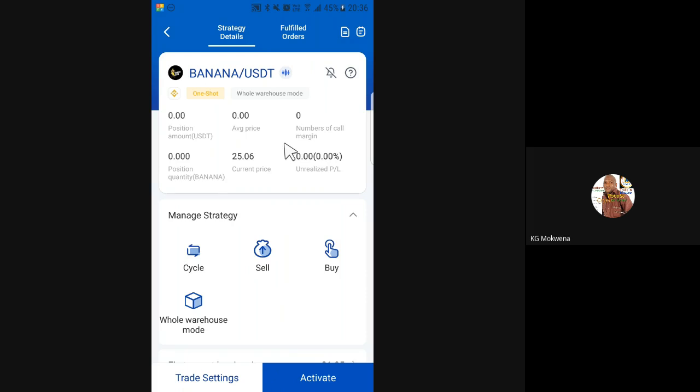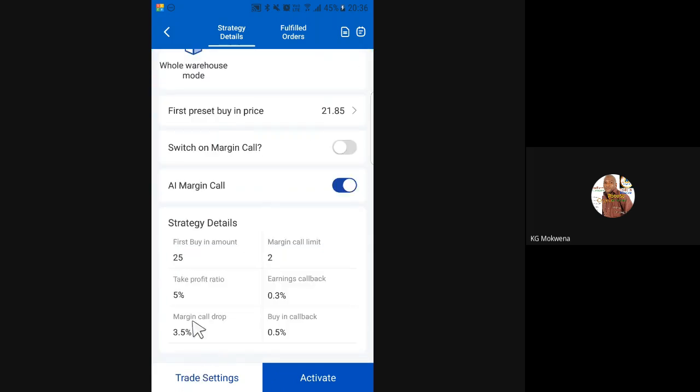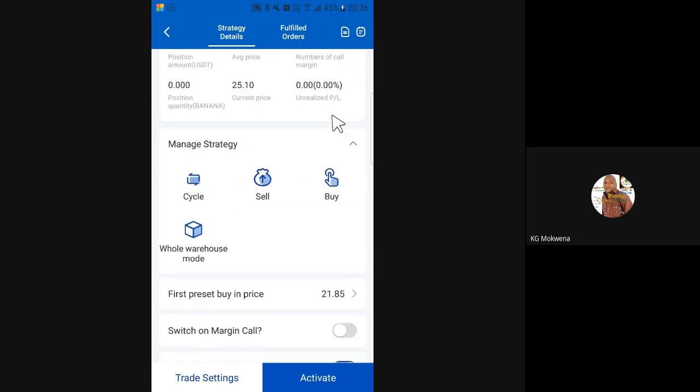And then let's go to the bottom part of the page, and then you will see something there. When you come here, business partners, you see strategy details. You see strategy details, and also you can see an indication here that our first preset buy-in price was $21.85. You see, $21.85. But look where the market is at the moment, business partners. Can you see the market is currently trading at $25.07? It means from where we bought at, the market has actually appreciated.